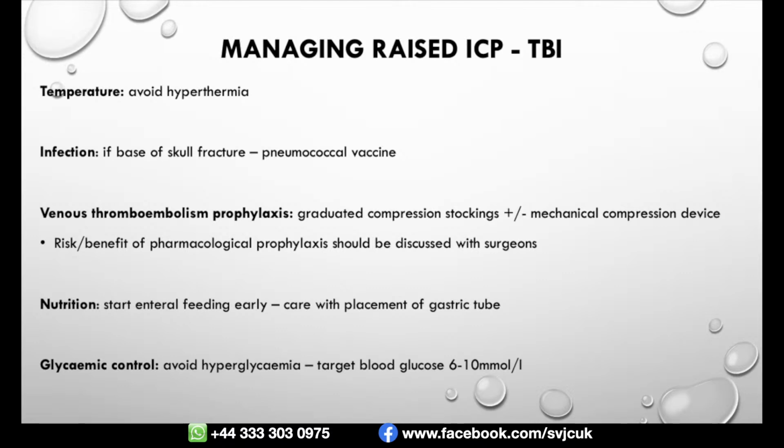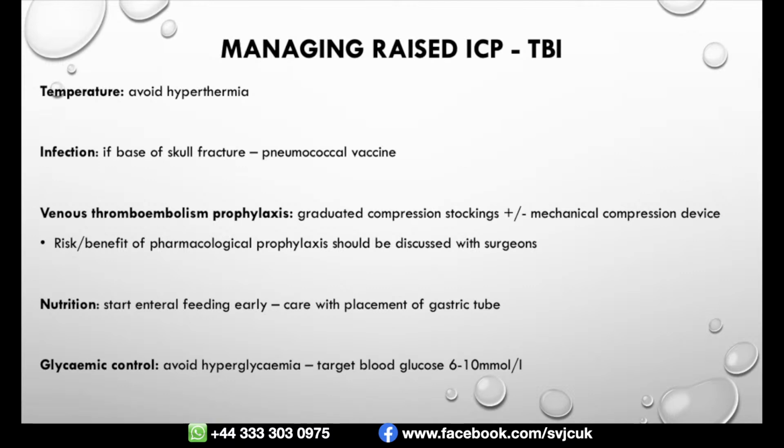Think about infection risk. If they've had a base of skull fracture, they're going to need a pneumococcal vaccine. Think about venous thromboembolism prophylaxis. So patients, unless they've had significant lower limb trauma, should have graduated compression stockings, plus or minus mechanical compression devices. And when you're thinking about transitioning to pharmacological management, it should be discussed with neurosurgeons really to come up with a risk-benefit for the patient if they've had any intracerebral hemorrhage.